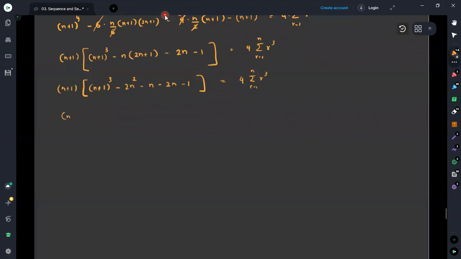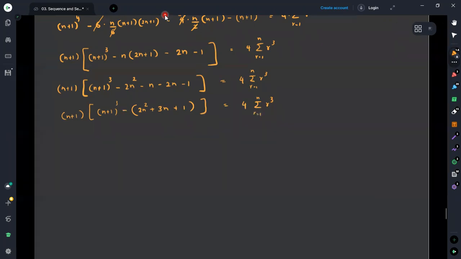Now what we can see here is we can have (n plus 1) to the power 3, and I take all these minus terms out and I will have the calculation. Minus sign taken out, then we'll have 2n squared minus n minus 2n altogether minus 3n, but with the minus sign taken out, then plus 3n will be here. The minus sign has already been taken out, then we can see plus 1 is here. Equals 4 times the summation of r cube, where r goes from 1 to n.